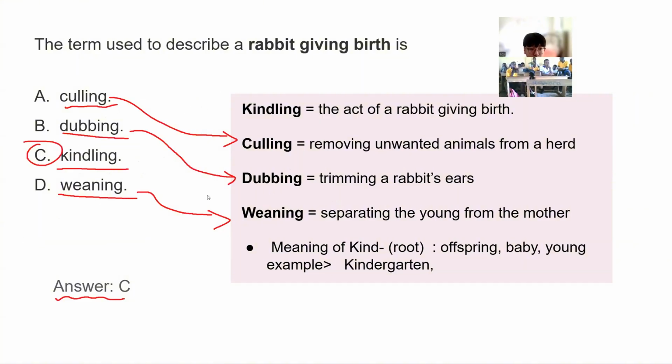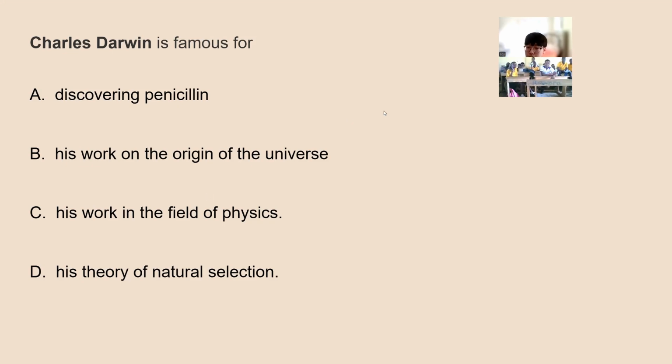Let's move on to this next question. So, what is Charles Darwin famous for? What do you think Charles Darwin is famous for? Is it A, discovering penicillin, B, his work on the origin of the universe, C, his work in the field of physics, or D, his theory of natural selection?